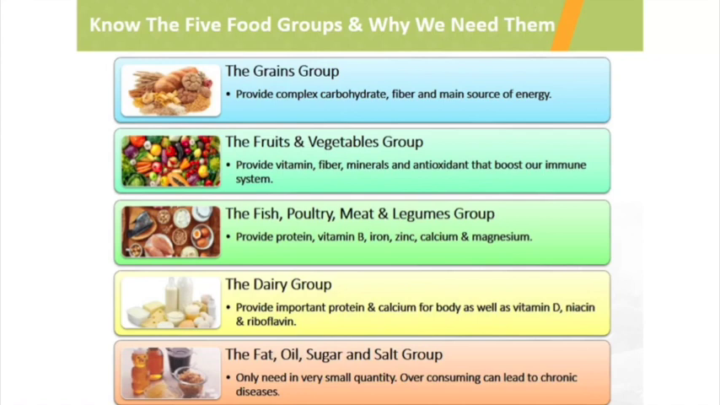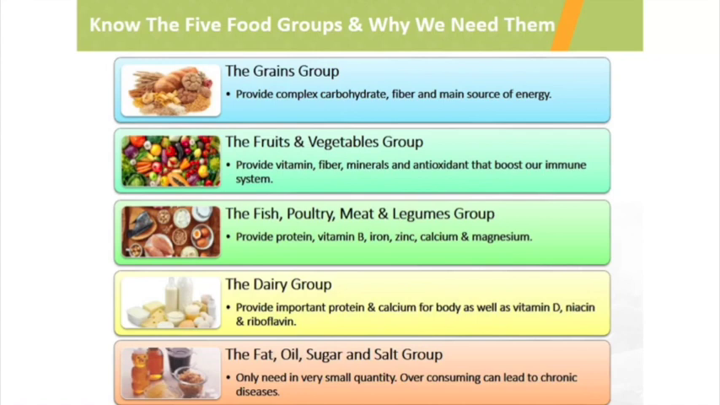The grains group provides complex carbohydrate, fiber and the main source of energy. Thus, this food group should be eaten more and placed at the base of the pyramid. The fruits and vegetables group placed at the second level provides vitamins, fiber, minerals and antioxidants that boost our immune system. The fish, meat, poultry and legumes group are placed in the third level together with the milk and milk product or dairy group. These 2 food groups provide rich sources of protein, riboflavin, vitamins and calcium that are vital for health as well as maintenance of the body.